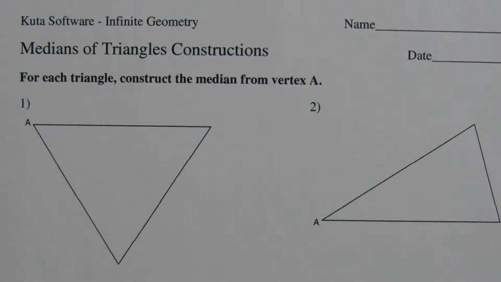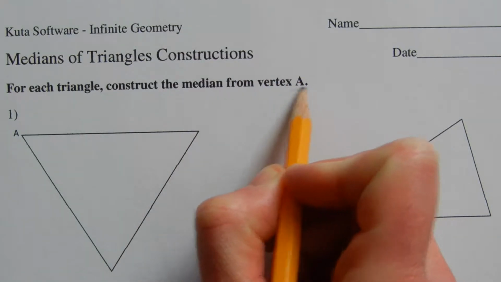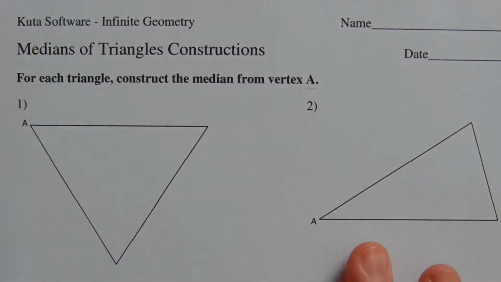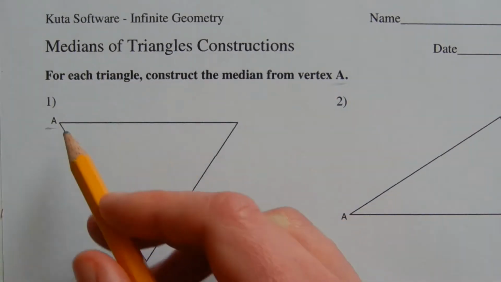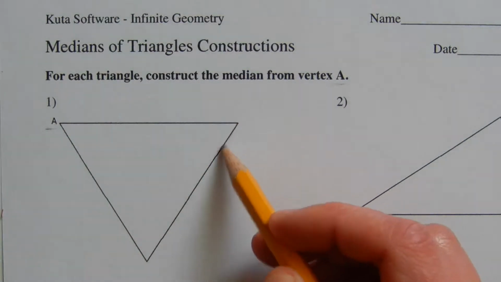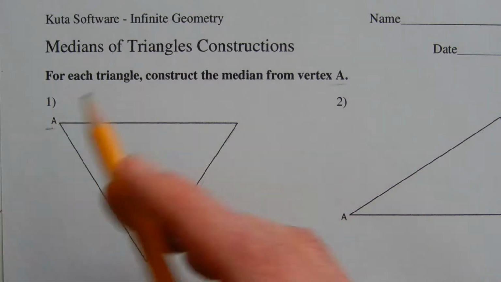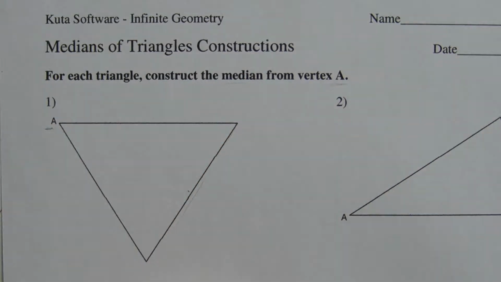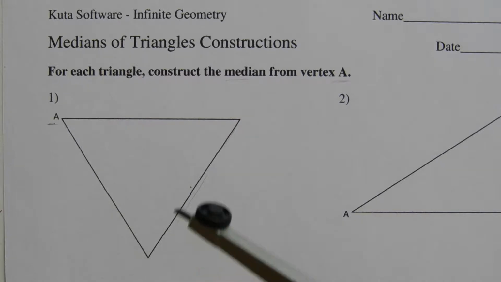Now remember, the median of a triangle goes from the vertex, which in this case we're always going to use vertex A, to the midpoint of the opposite side. So looking at number 1, here is vertex A, so the opposite side of A would be this side, and we need to find that midpoint, because from the vertex to the midpoint of the opposite side, that is the median. And if you remember, in order to find the midpoint using constructions, we're going to find the perpendicular bisector.